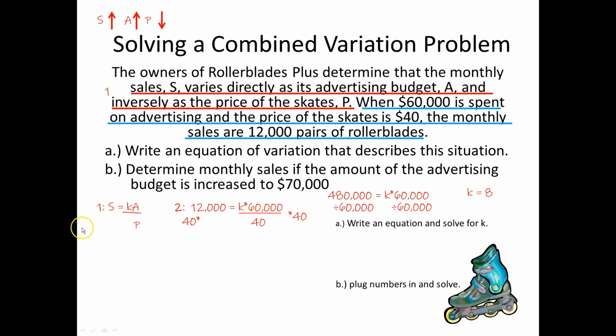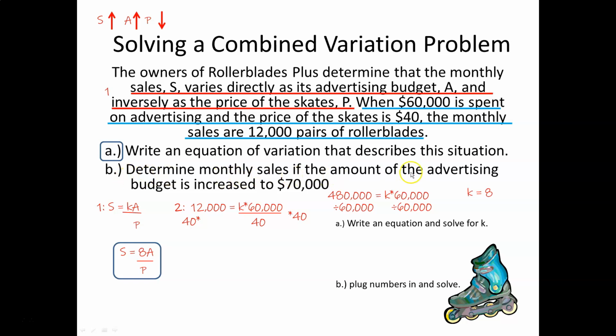Step 2, we're going to rewrite this equation here and put 8 in for K. This right here is an equation of variation that describes this situation. So we have answered part A with this little formula, which is really just step 3. Then, step 4 is answer the question.